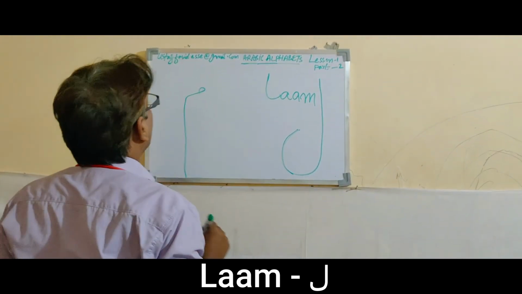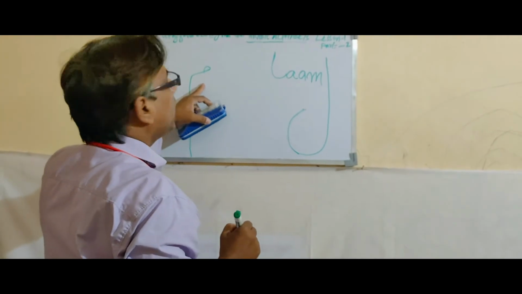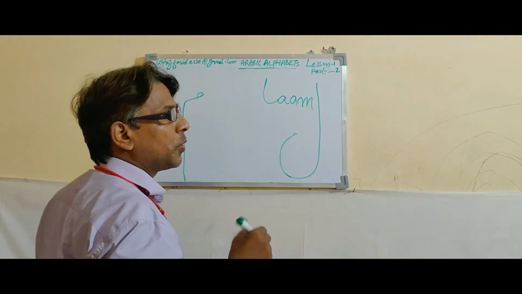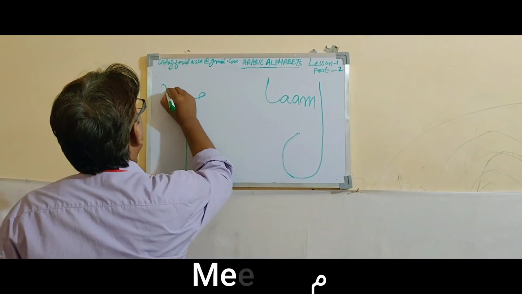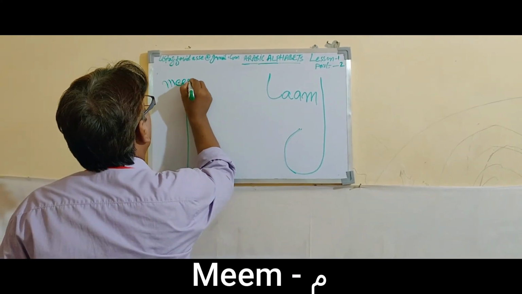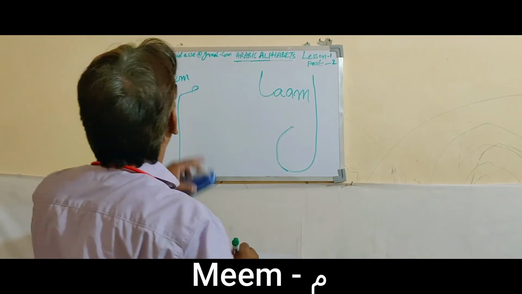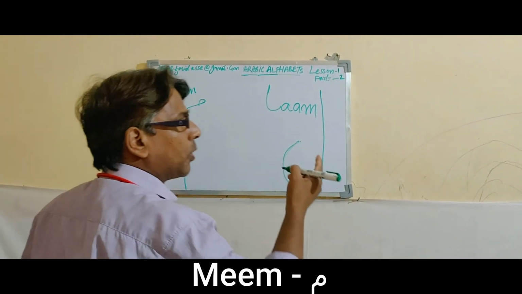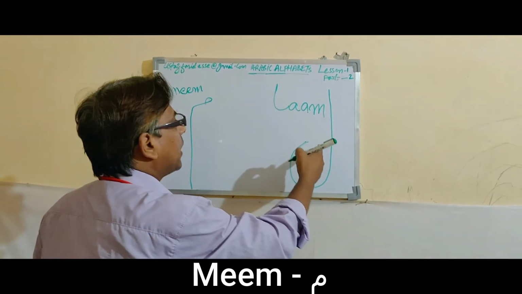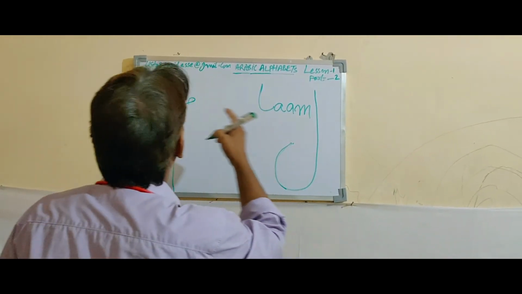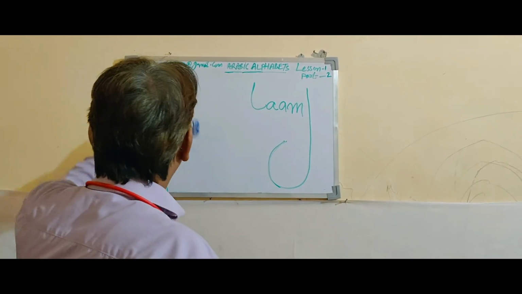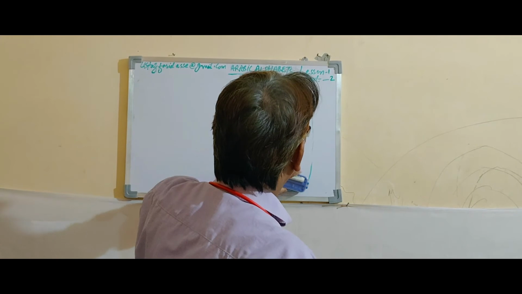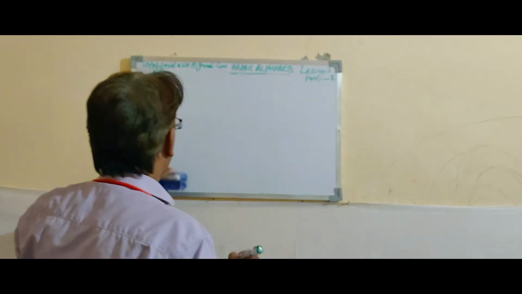This shape without any diacritical mark is called Meem. It is a light letter, so it can be pronounced easily. Its pronunciation in English is M-E-E-M, Meem. Then let's pronounce each letter twice. Lam, Lam, Meem, Meem.